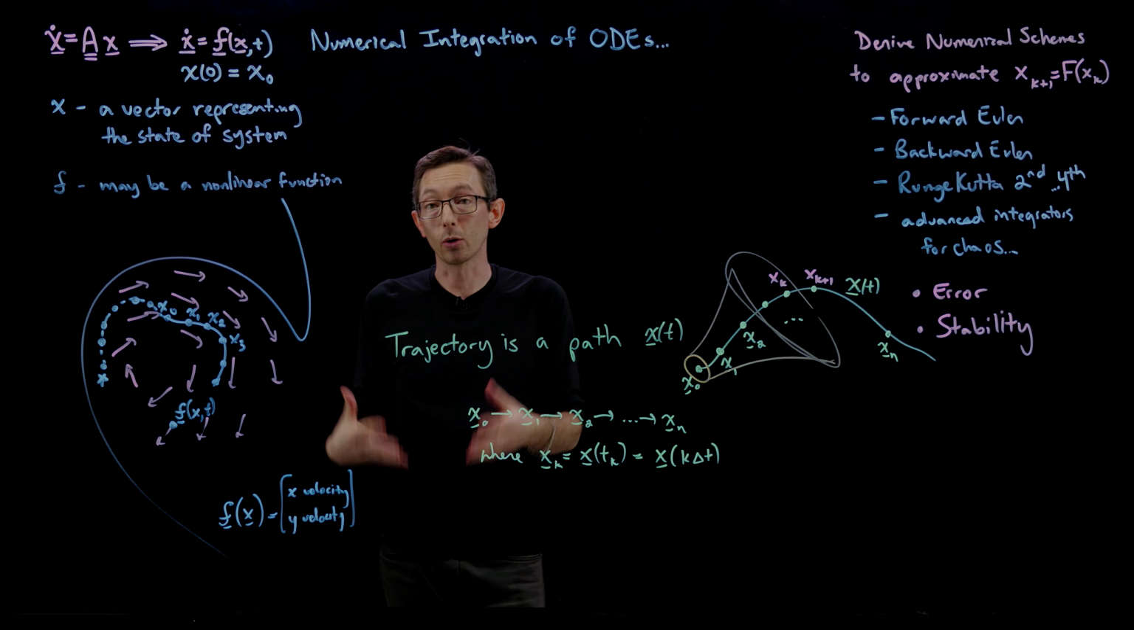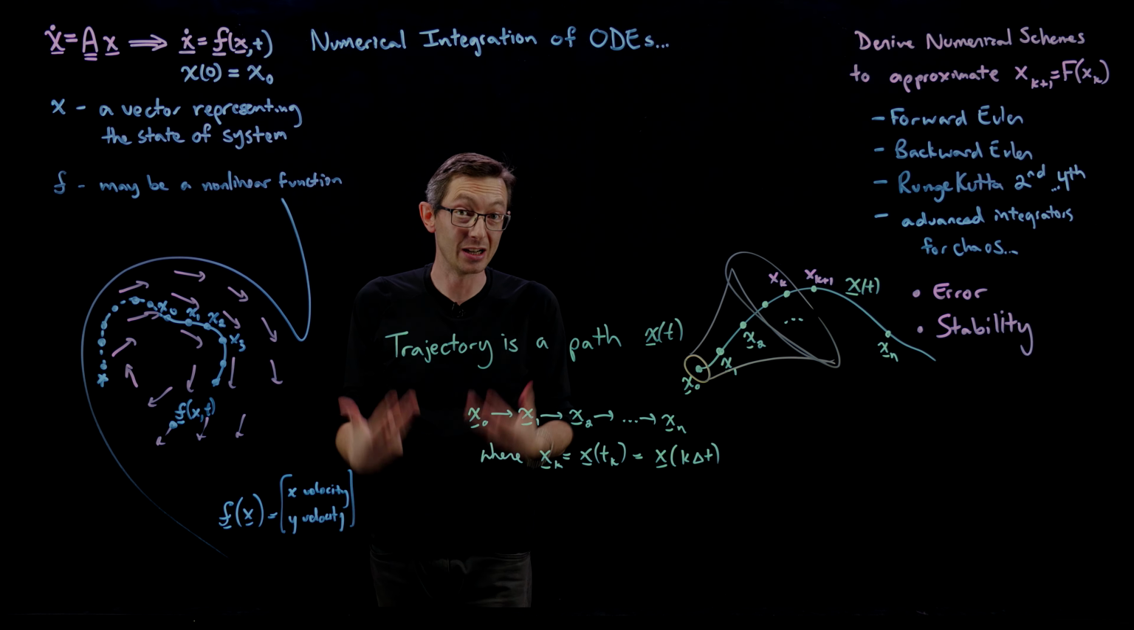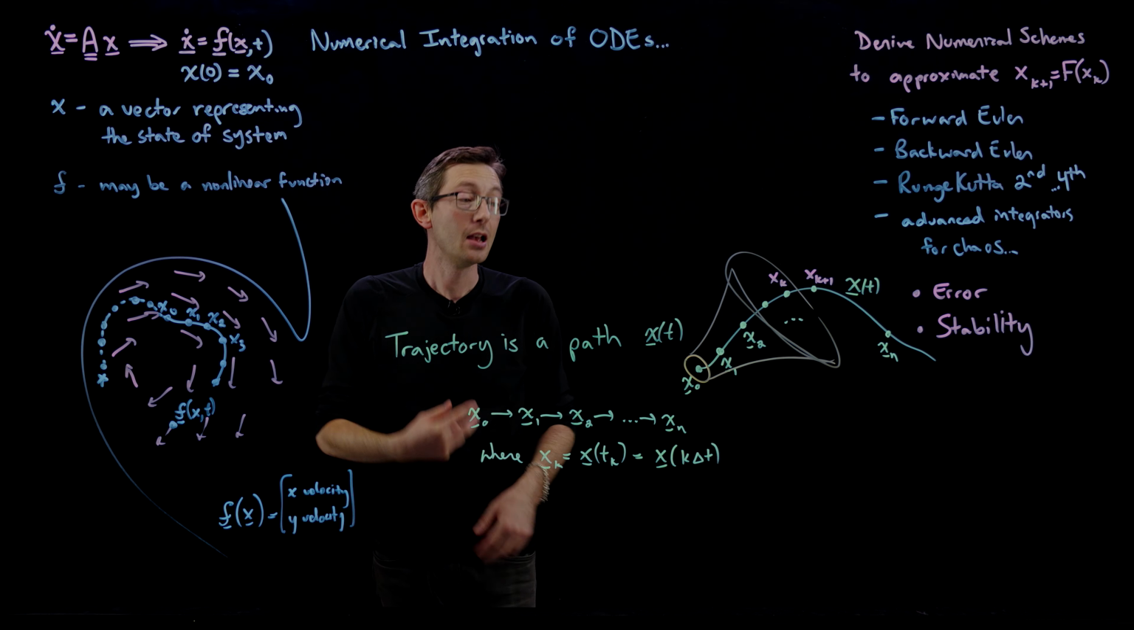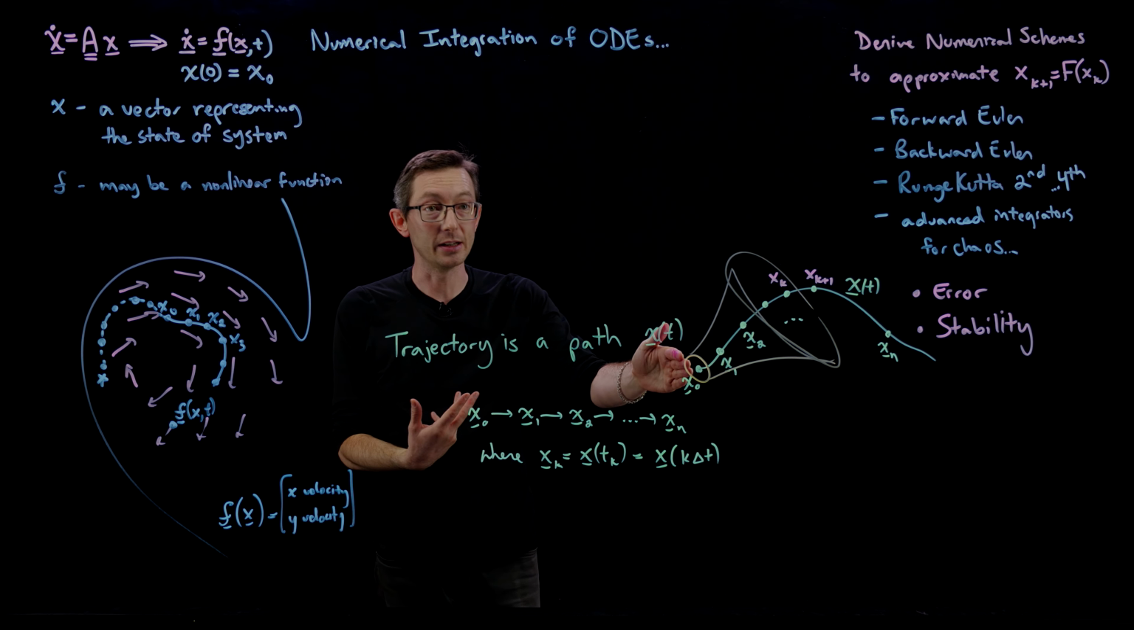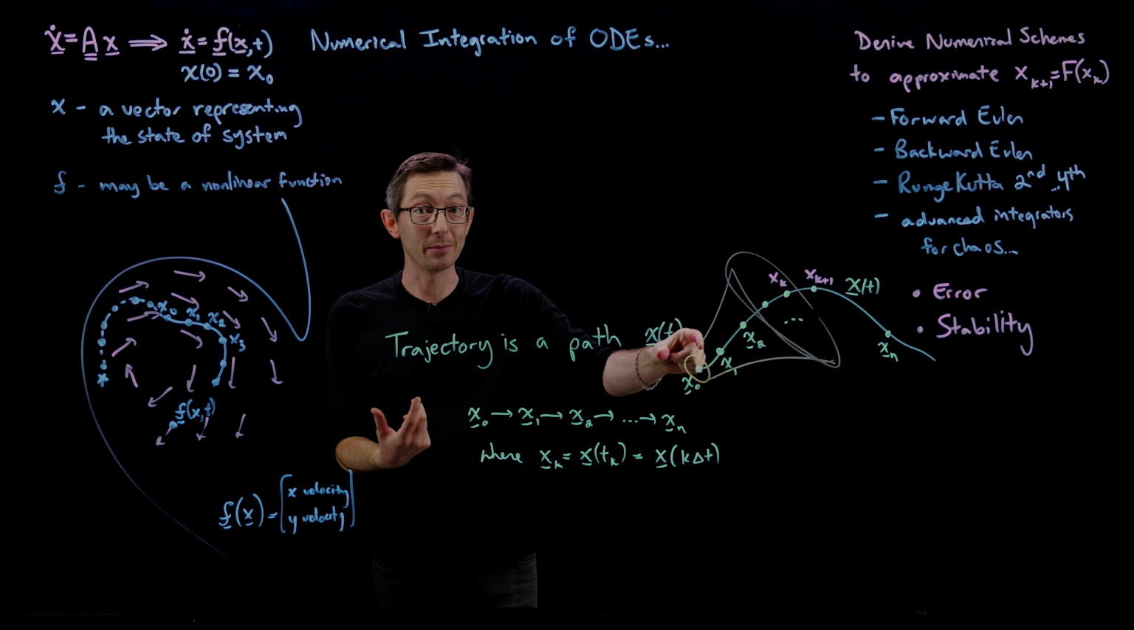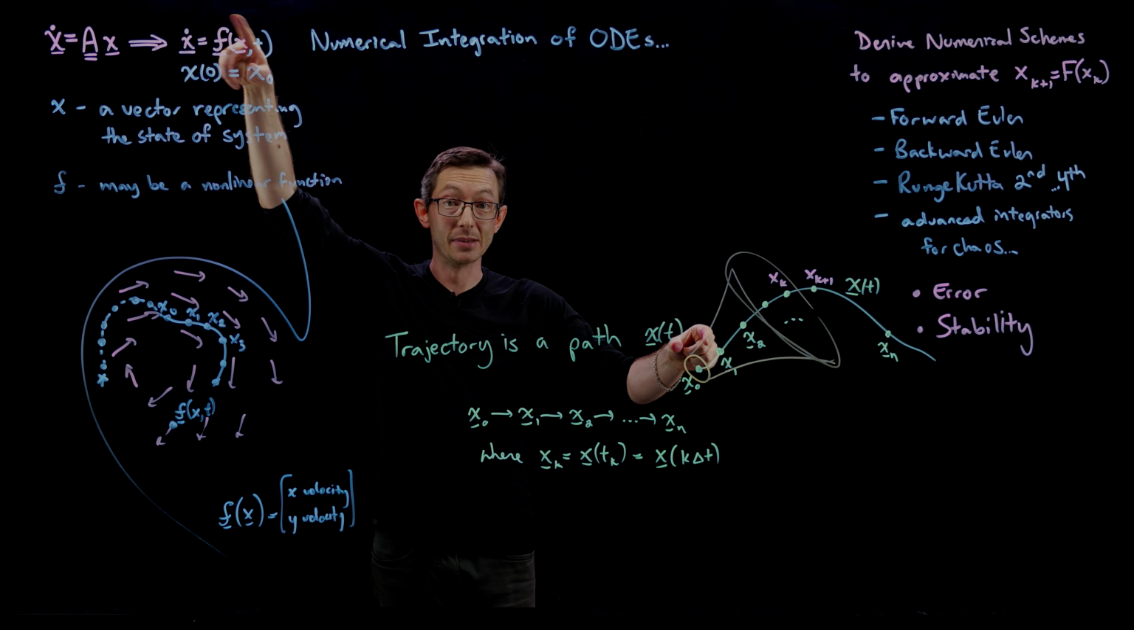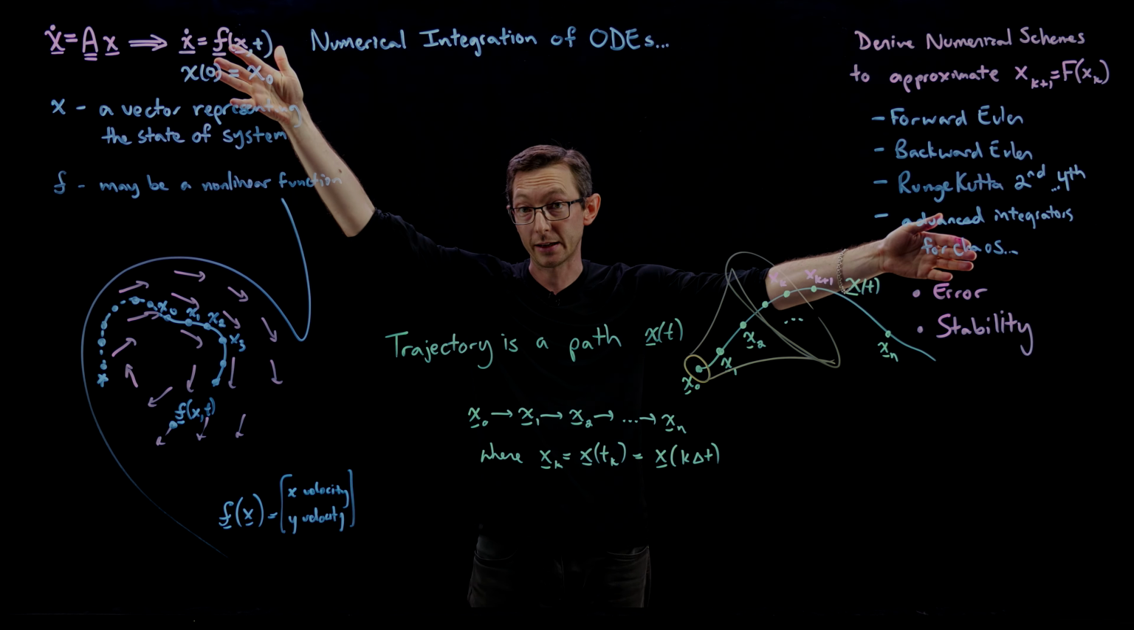That's a super important question in engineering and scientific applications. I want to know how my uncertainty relates to things like my time step, and to the dynamics themselves, whether they're chaotic or not chaotic.